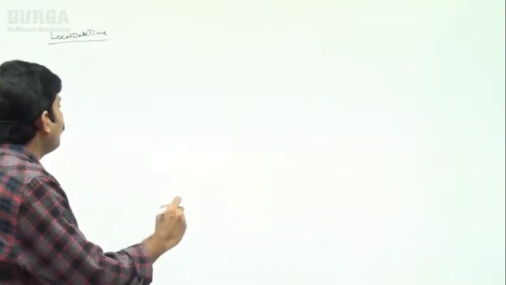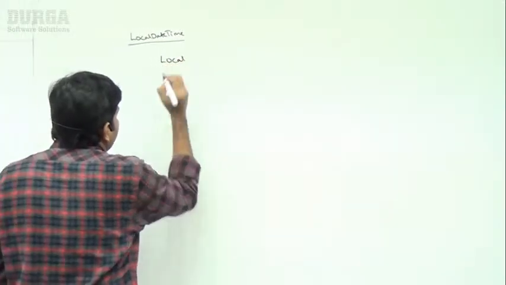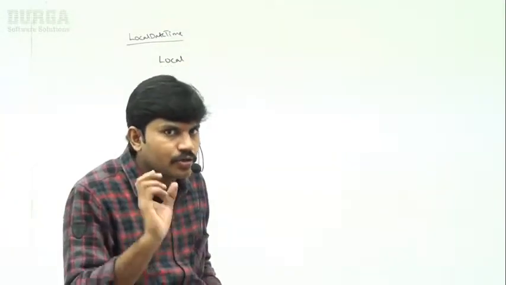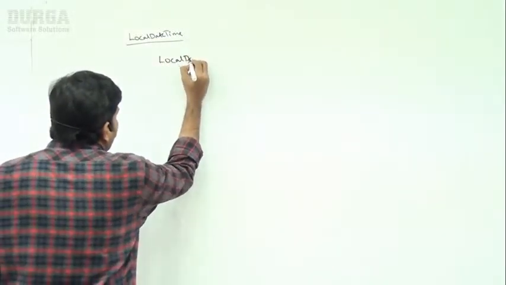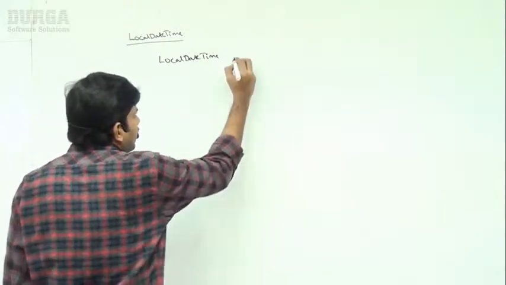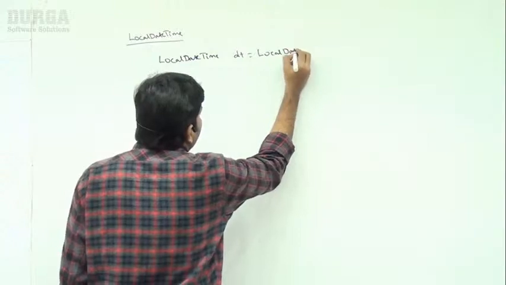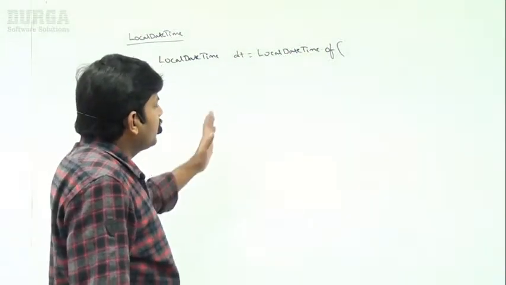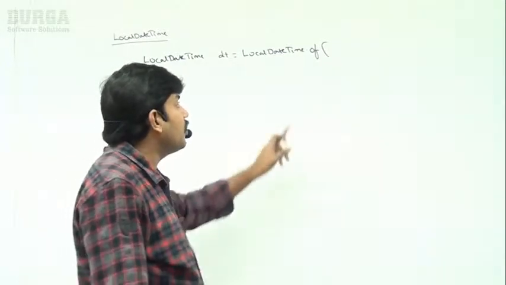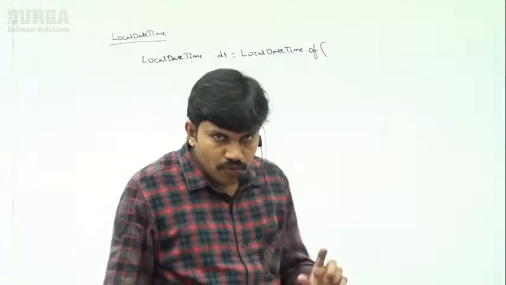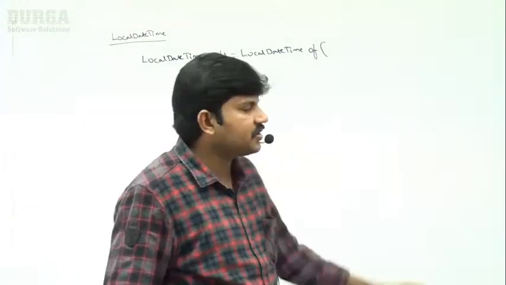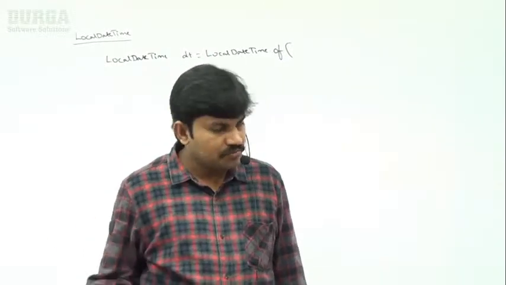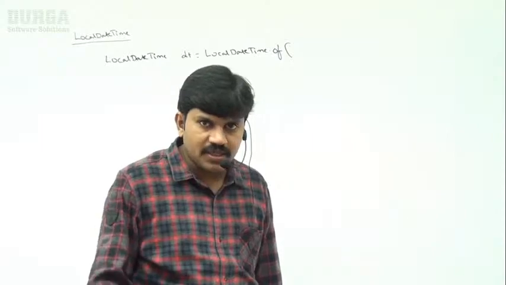The LocalDateTime class contains several factory methods to get a LocalDateTime object related to a particular date and time. How can you do it? LocalDateTime dt is equal to LocalDateTime.of. Obviously, how many arguments can you pass? There are multiple overloaded methods. I want only year, month and date. Yes, you can pass those values. I want date and even hours and minutes. You can pass hours, minutes, seconds, nanoseconds like that.